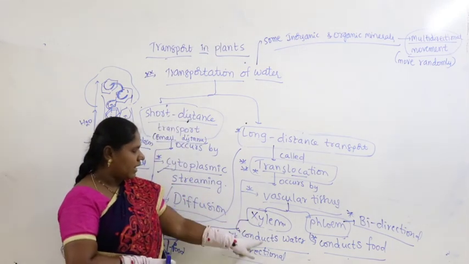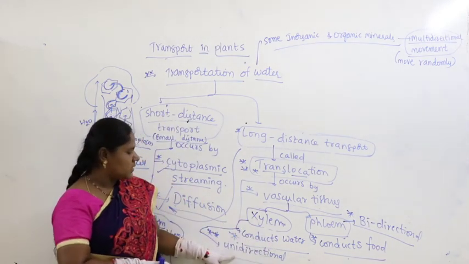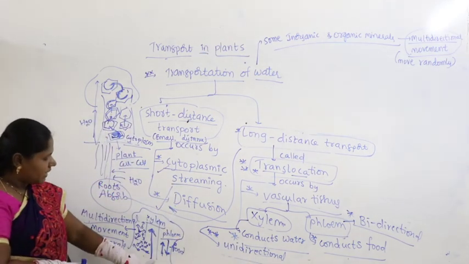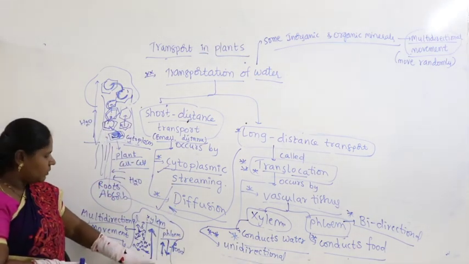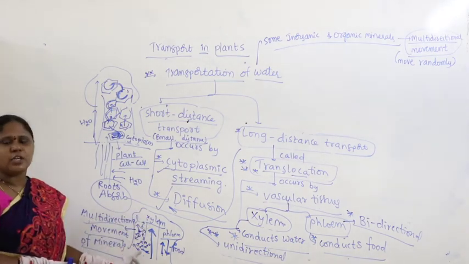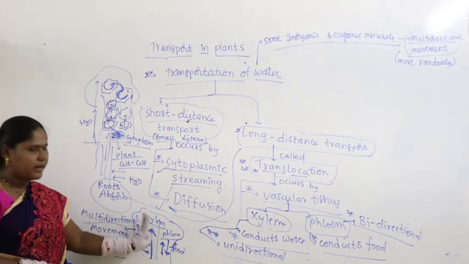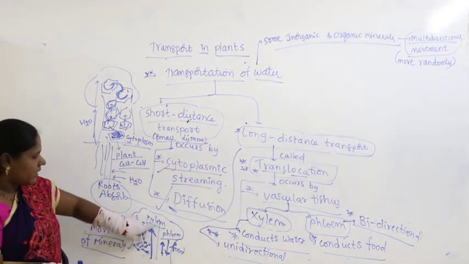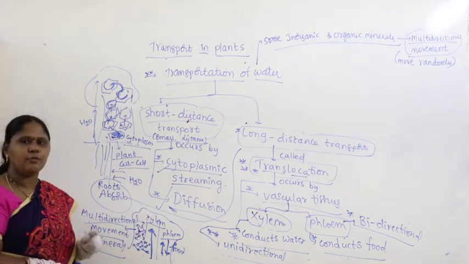In xylem, conduction of water is always unidirectional. That means from where to where? From the base of the stem, that is from the root, to the tip of the leaf. In the xylem, transportation of water occurs in one direction. It is always unidirectional. Very important point you have to remember.